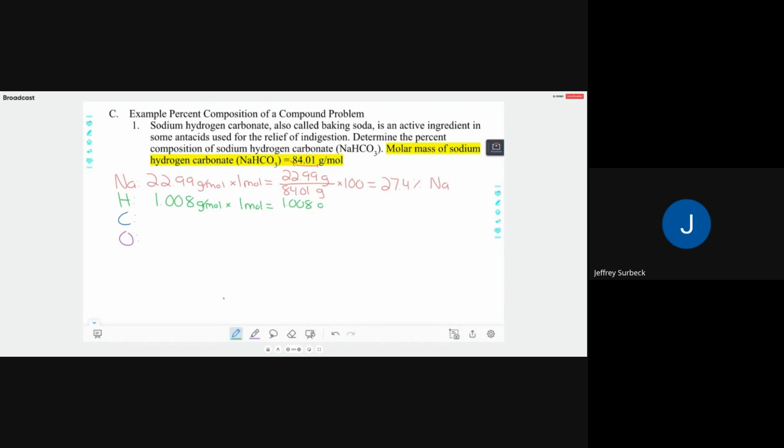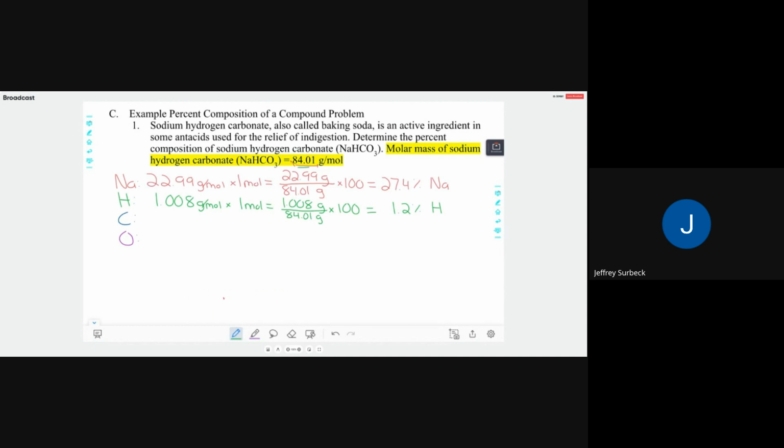1.008 grams. We're still going to divide it by the total molar mass again, so that 84 number. So we say divided by 84.01 grams. And because we want to express this as a percent, we're going to multiply it by 100. So we take 1.008 divided by 84.01. We multiply that by 100. And rounding to one decimal, I get 1.2% of the entire compound's mass is hydrogen.